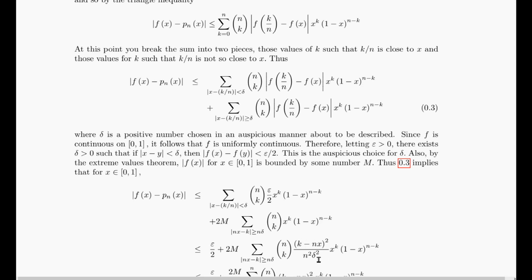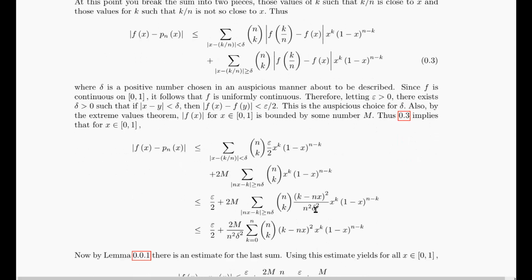See? Because if I look at k - nx, look over here. This is what we're looking at. So if I multiply both sides of this inequality by n, I'd get nx minus k here, and then this would be n delta. I'd square both sides, and you see this thing, (nx - k) squared, would be bigger than or equal to n²delta². So this is bigger than or equal to 1.